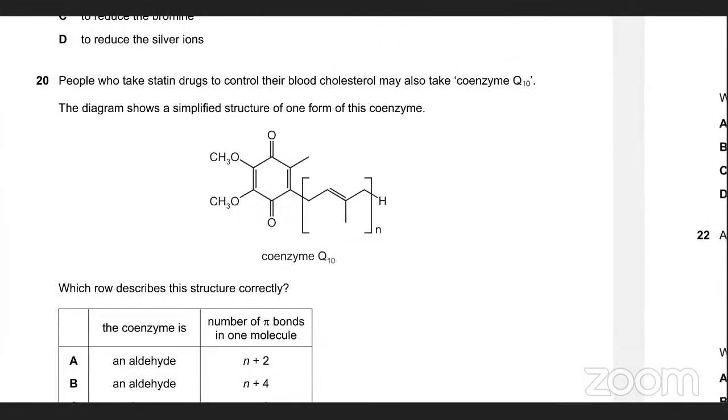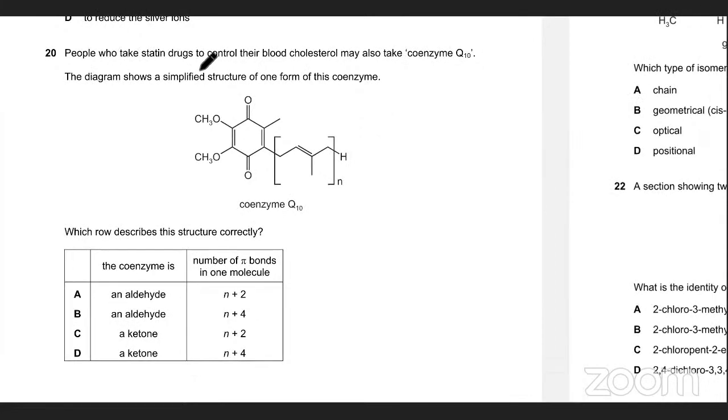Now this one, starting with organic questions now. People who make statin drugs to control their blood cholesterol may also take this thing. The diagram shows a simplified structure of one of this coenzyme. Which row describes this structure correctly? The coenzyme is an aldehyde or a ketone. So the double bond is right in the middle.